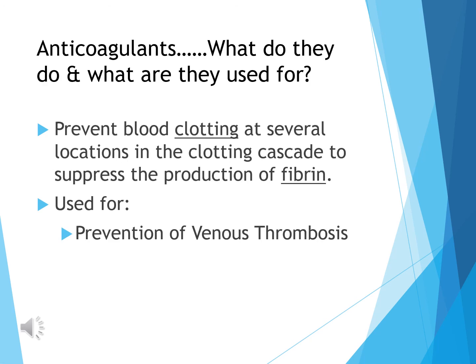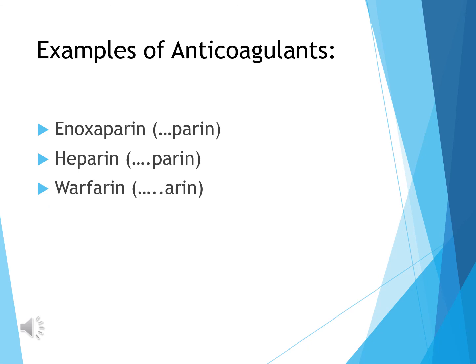We talked about anticoagulants and why they're important to our heart health, because they prevent blood clots at several locations in the clotting cascade to suppress the production of fibrin. It is used for the prevention of venous thrombosis. So again, we're trying to prevent blood clots that can cause heart attacks and other problems. You should be able to identify these anticoagulants: enoxaparin, heparin, and warfarin, and notice the endings on these, how similar they are.